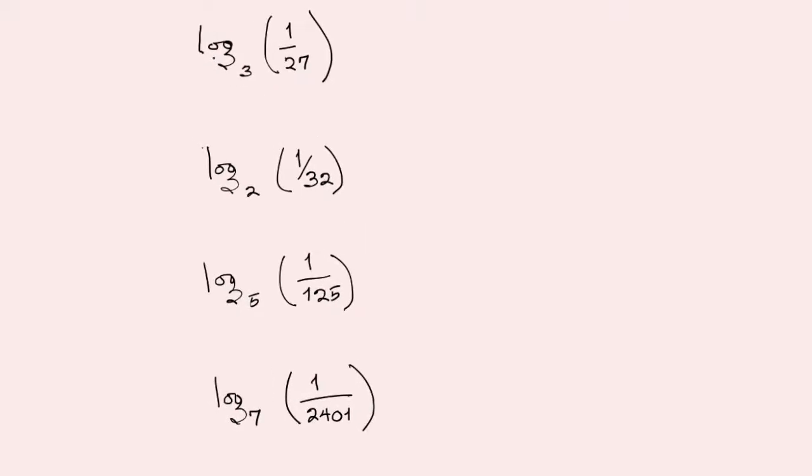Okay, this one says log to the base 3 of 1 over 27. So we're asking ourselves, to what power do we have to raise 3 to produce 1 over 27? If we break down 1 over 27, you'll see that 27 itself is 3 raised to the power 3. And if you know the laws of indices, please check my last video for that, you'll notice that 1 over 27 is equal to 3 raised to the power minus 3. So we have to raise 3 to the power of minus 3 to produce 1 over 27. So this is equal to minus 3.